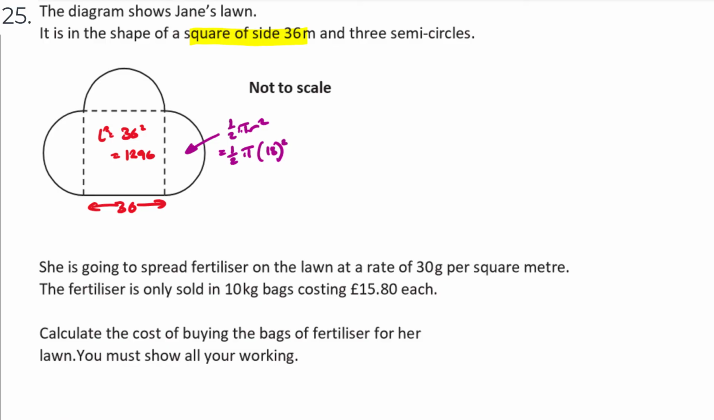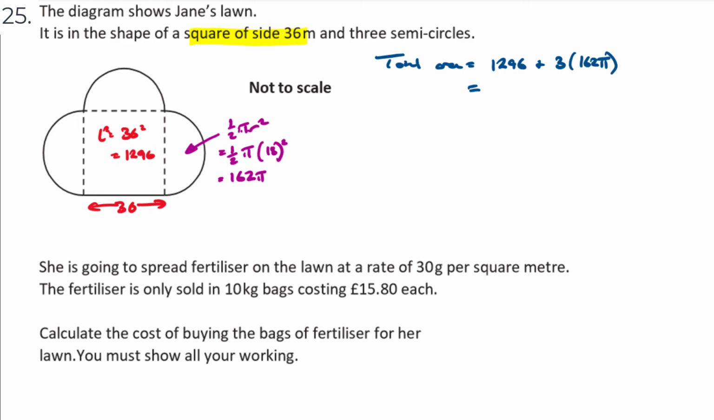So 18 squared divided by 2, that's 162 pi. I'm just going to leave it like that for now because I'm going to shove it in another calculation in a minute. Okay, so then the total area is going to be the area of the square, which is 1296, plus 3 lots of 162 pi, isn't it? Okay, so I'm going to actually work it out now.